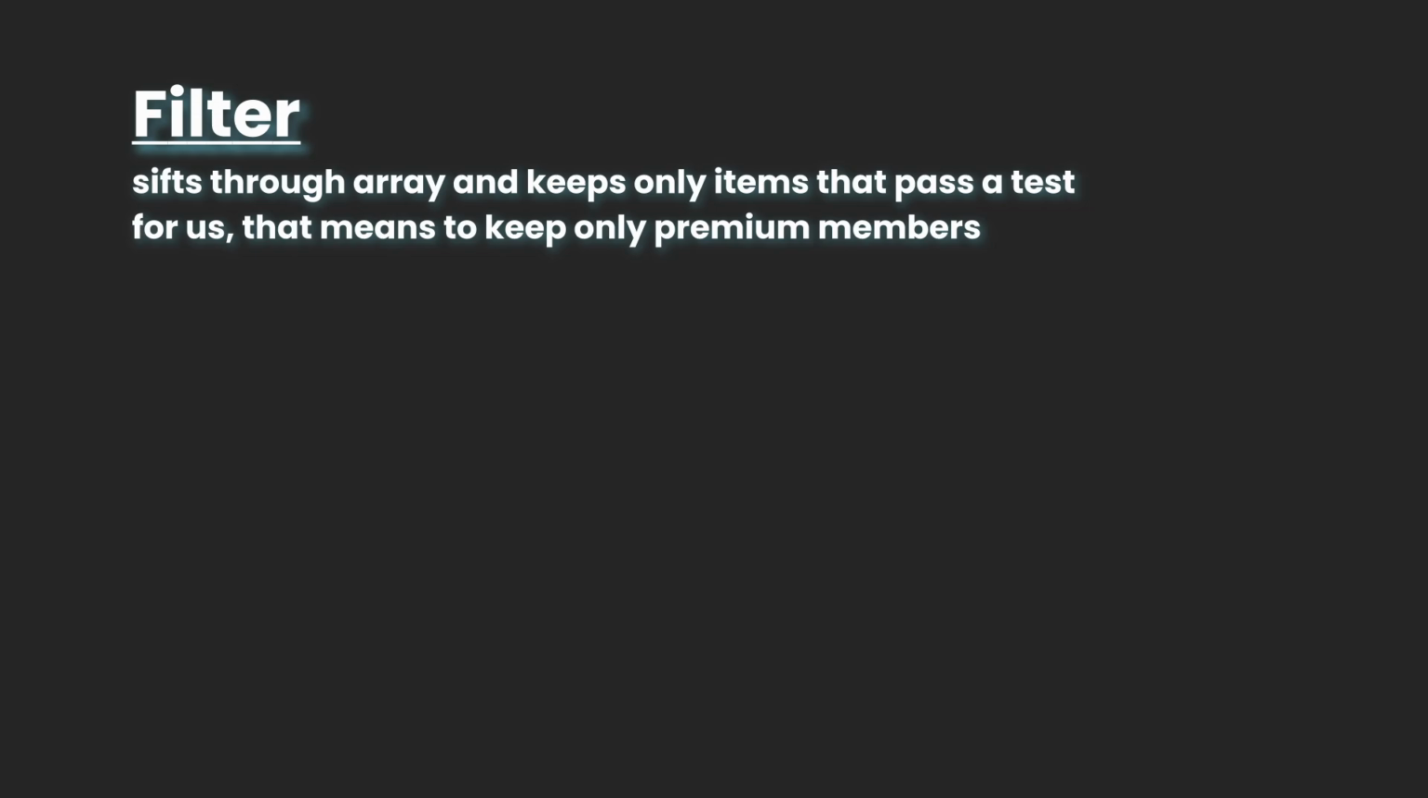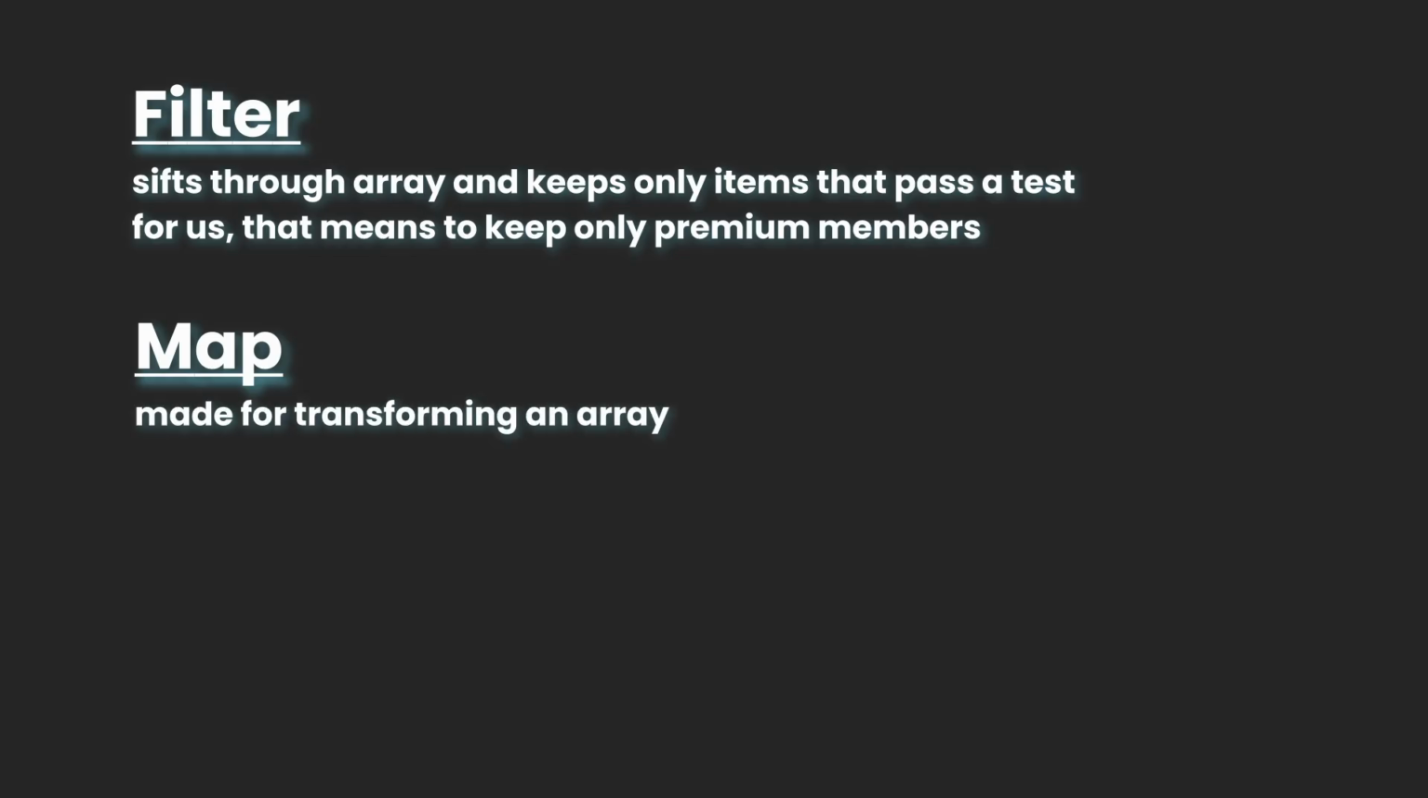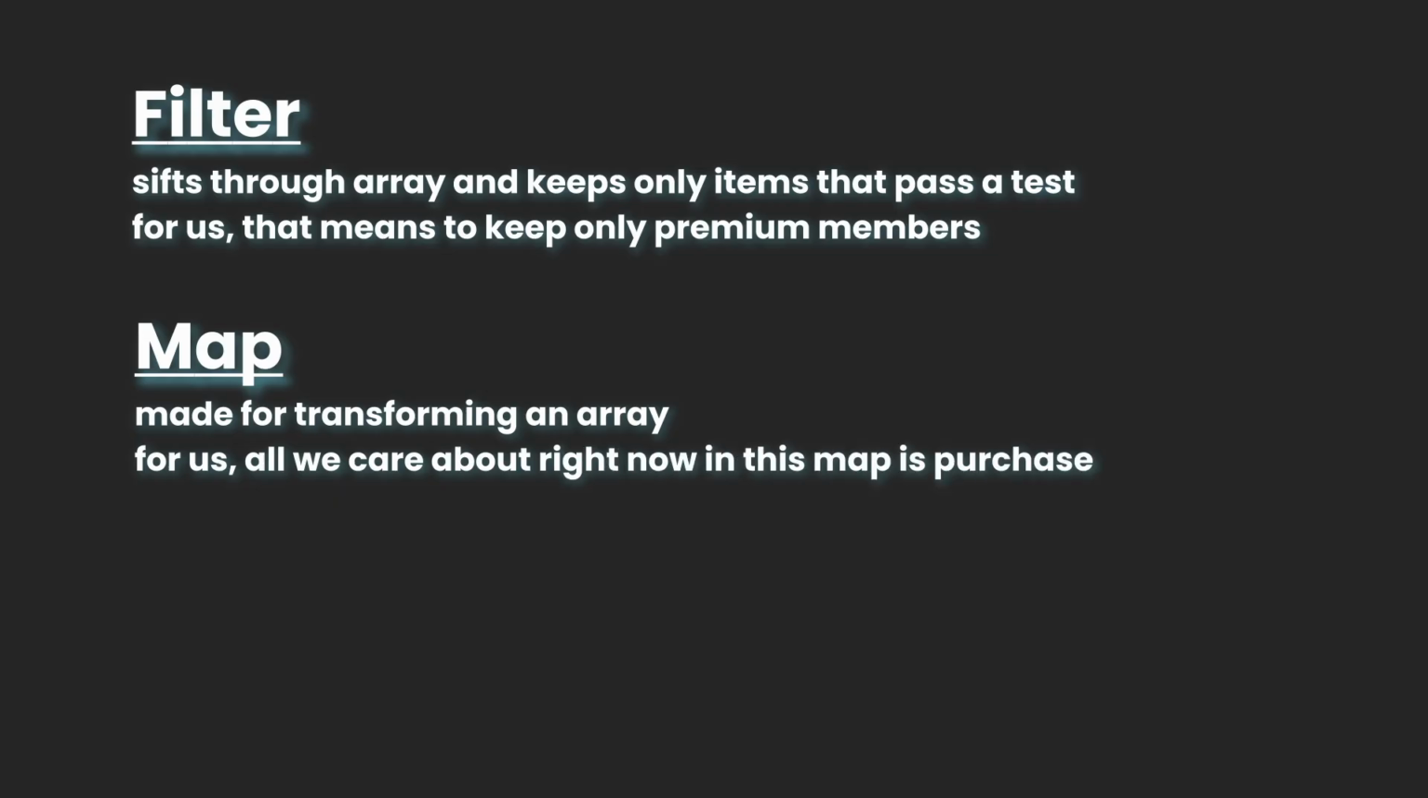Next up is map, which you already know and love. Map is for transforming an array. It creates a new array by running a function on every single element. We don't care about the entire user object right now. We just want a list of how much each premium user has spent. So we'll map over our filtered users and turn each user object into a number, their total purchase amount.